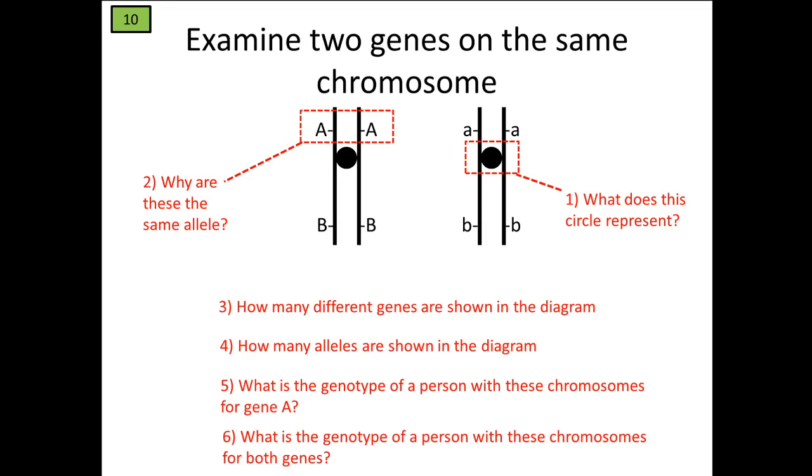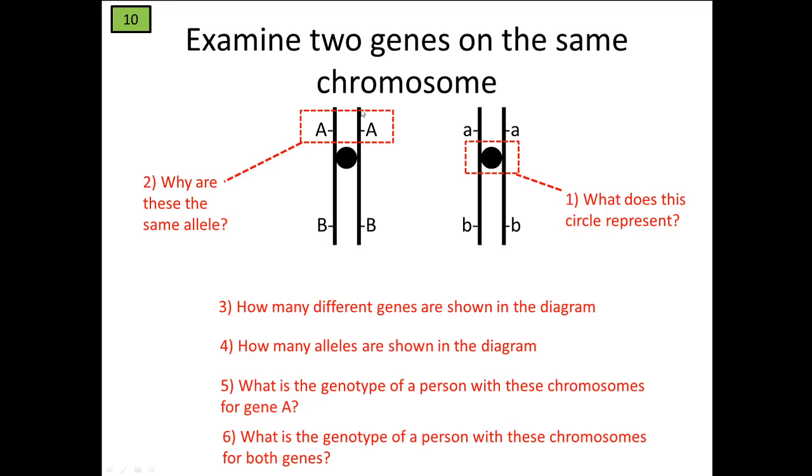So let's examine 2 genes on the same chromosome. Let's go through these first. So let's look at the diagram. Number 1, what does this circle represent? Yes, that's the centromere. That's the centromere that's holding the 2 chromatids together. Okay, number 2, why are these the same allele? Why does this chromatid have the same allele, as in a big A, as the other side?